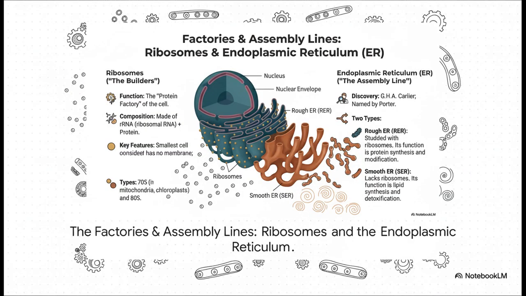See all those little tiny dots? Those are ribosomes. They're the actual factories that build proteins. And see how a ton of them are stuck to that big folded network? That whole thing is the endoplasmic reticulum, or ER for short. The part with all the ribosomes is called the rough ER, and it's like a huge assembly line where proteins get folded and modified. The other part, the smooth ER, has a different job. It specializes in making fats and getting rid of toxins.